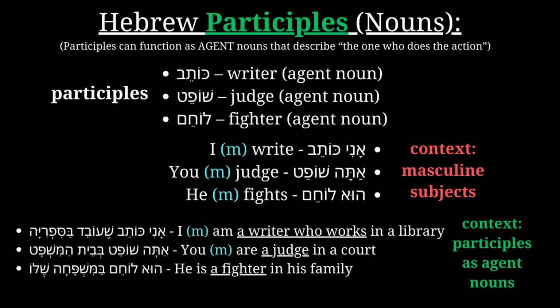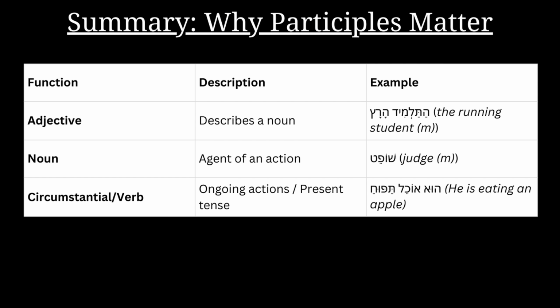In this context, the participles are the nouns for the ones who do the action, so we must understand this idea. In general, participles matter in Hebrew because of their function, which can imply some type of action, like a participle that acts like an adjective describing a noun. התלמיד הרץ. The running student, masculine.